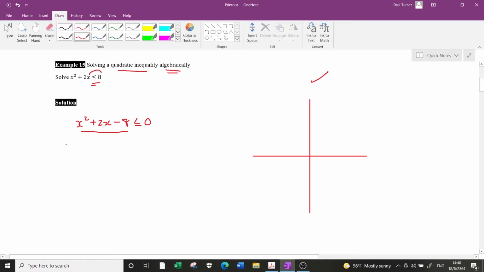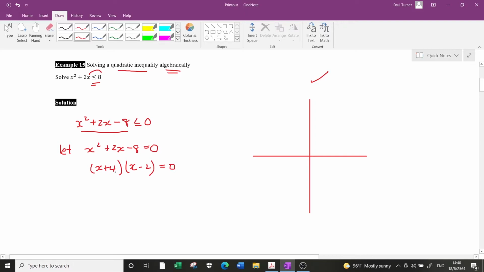So what you do, let x squared plus 2x minus 8 equals 0. I want to find what I call the critical points, and I'll write them down in a minute. So can we factorize this? We'll have x plus 4 and x minus 2 equals 0.